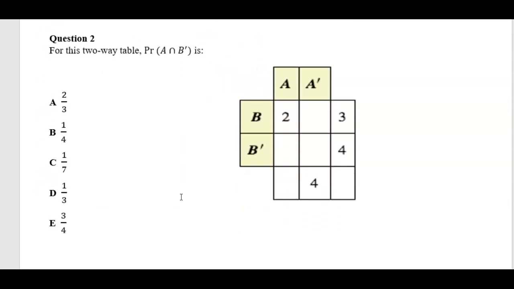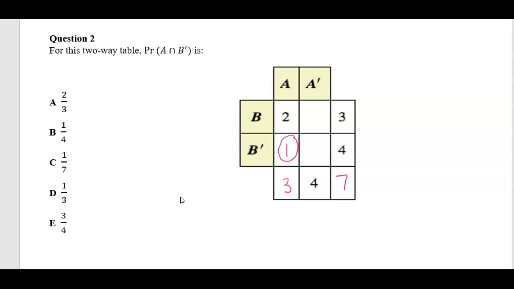Question 2, for this two-way table, the probability of A and not B. So we want A and not B. We want the number that goes in here. Okay, so that's how you read a two-way table. But this two-way table is incomplete, so we just need to fill it in. So you just look at your rows and columns, so they all need to add up. So 3 plus 4 gives you 7 here. And going across this bottom row, that must mean this is a 3. And this column here for A makes that a 1.